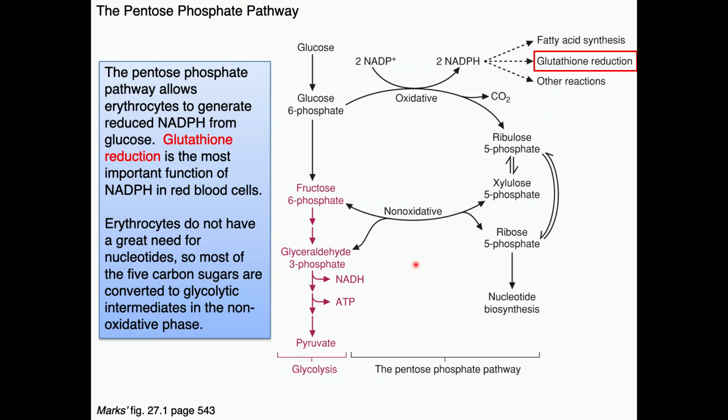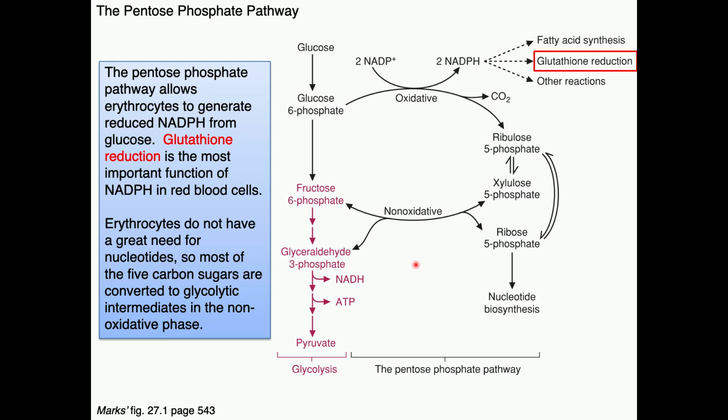So the two major products of the pentose phosphate pathway are 5-carbon sugars, which in most cells would be used for nucleotide biosynthesis, and NADPH, right? And NADPH is used for antioxidant defenses to sustain reduced glutathione pools, and it can also be used for biosynthetic reactions. Now, in a mature red blood cell, there's no nucleus, so the requirement for nucleotides is very minimal, right?